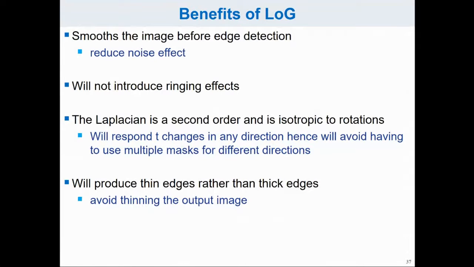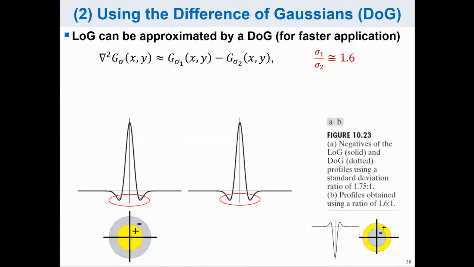What are the benefits of the Laplacian of Gaussian? Because it has a Gaussian operator, it reduces the noise effect. It's second order and isotropic. So in terms of rotation, I don't have to apply a certain filter in the X direction and another one in the Y direction. It's basically gonna work in X and Y directions, and will produce thin edges rather than thick edges as opposed to the first order derivatives.